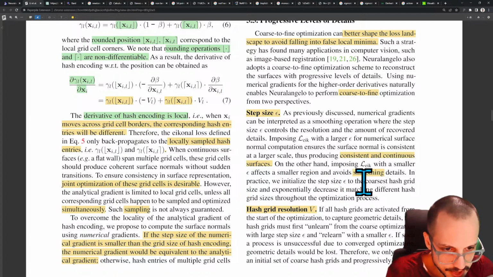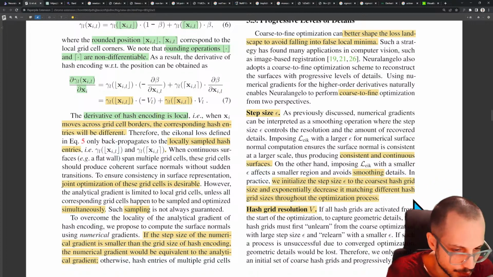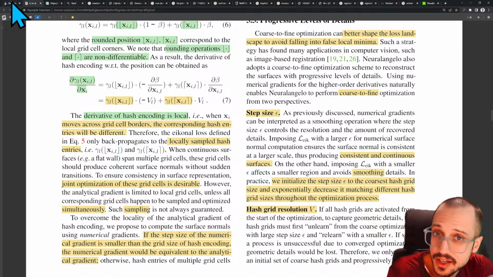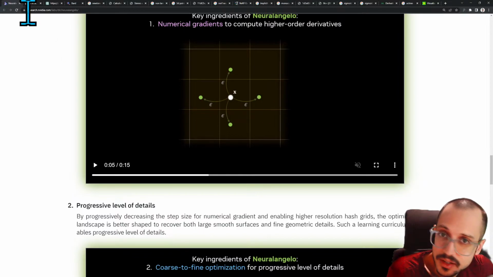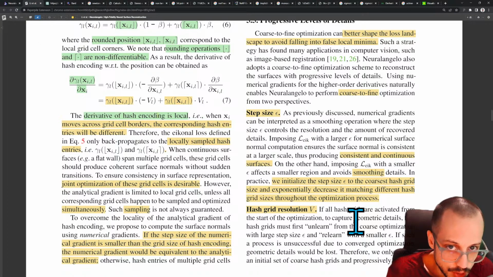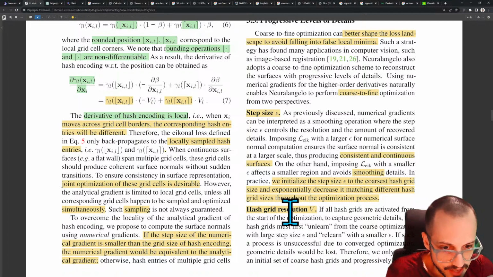We initialize the step size to the coarsest hash grid and exponentially decrease it, matching different hash grid sizes throughout the optimization process. Okay, so basically, of course, it makes a ton of sense, but the step size is going to largely depend on the size of the grid, right? So even though we have two parameters here, we have this epsilon and we have this v, really we only have one parameter, which is the v, because your epsilon is largely going to just fall out of whatever you choose for your v.